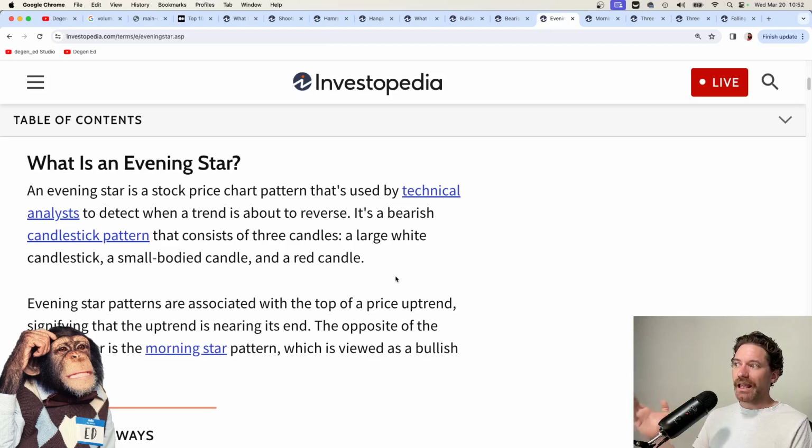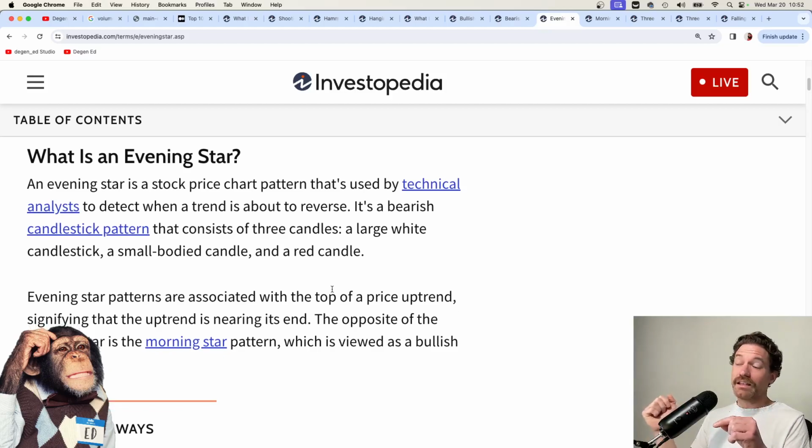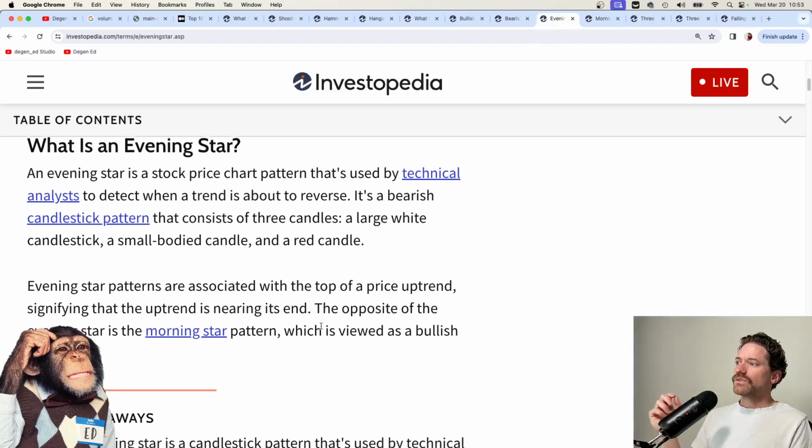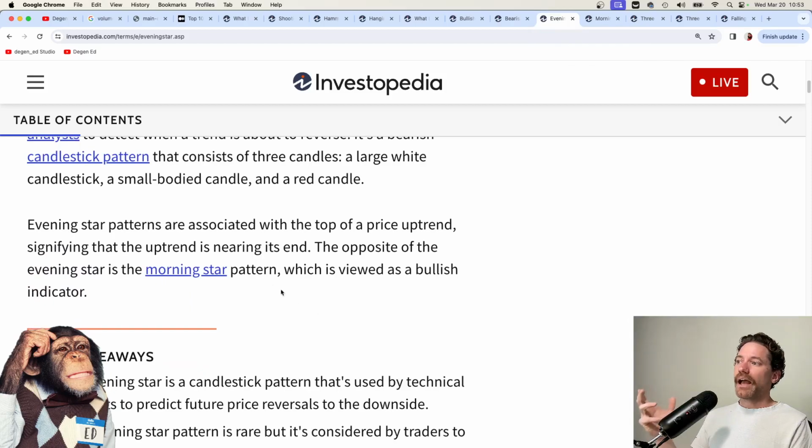It's a bearish candlestick pattern that consists of 3 candles, a large white or green candle, a small bodied candle, and then a red candle. And so the top is already in with this, so it's tough to know. Once you see the pattern play out, like over here, you've already come down some. And conversely, with the morning star, you've already come up some, so you can never time the top or bottom exactly right. Evening star patterns are associated with the top of a price uptrend, signifying that the uptrend is nearing its end.